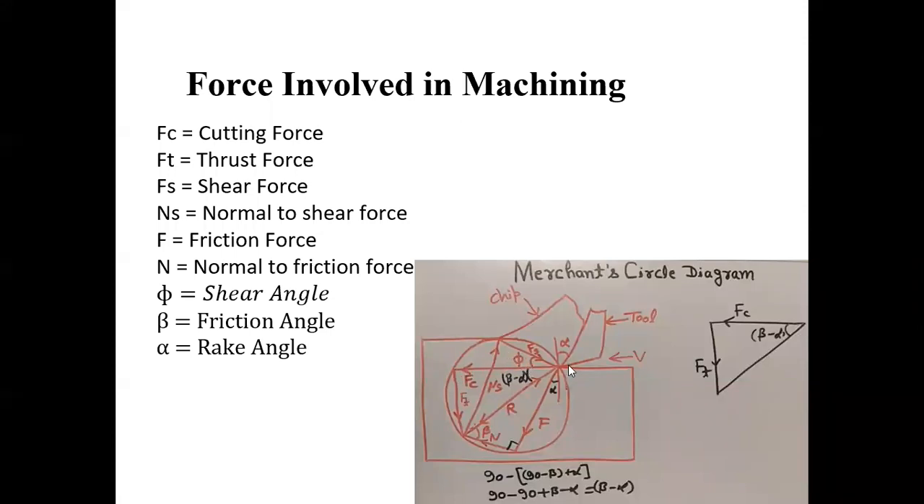So FC, for the third time I'm going to tell you, is the cutting force, and we draw the normal to this cutting force, FT. We got the angle with this. Okay, now I have to explain this angle, how we got beta minus alpha. Let me tell you this.